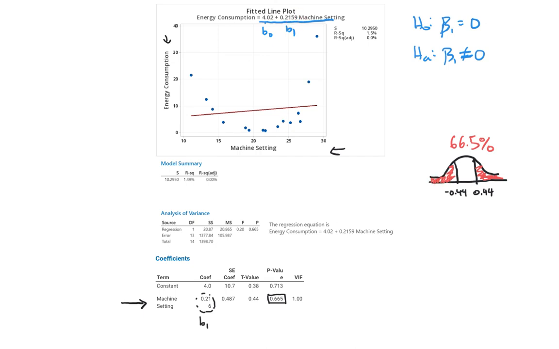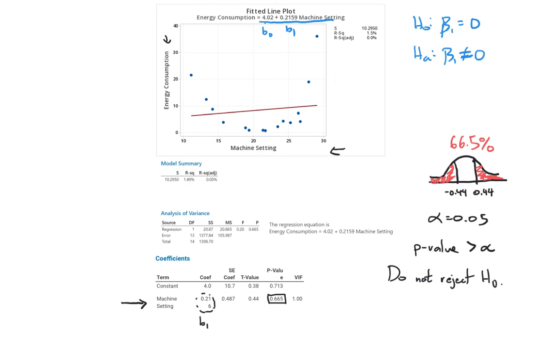So this isn't evidence at any real possible alpha that you'd look at, but let's say our alpha was 0.05, where our p-value here of 0.665 is obviously greater than alpha, so we do not reject our null hypothesis. So there's no evidence that there's a linear relationship between our two variables of the machine setting and energy consumption.